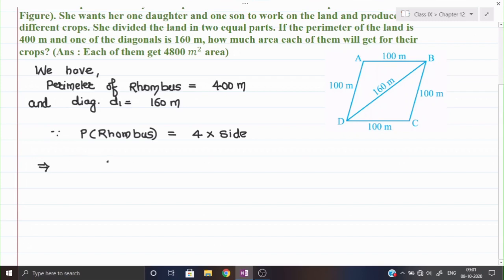Now the perimeter is given here as 400, which is equal to 4 into side. If I cancel 4 and 400, the remaining is 100. So I can say that the side will be equal to 100 meter.